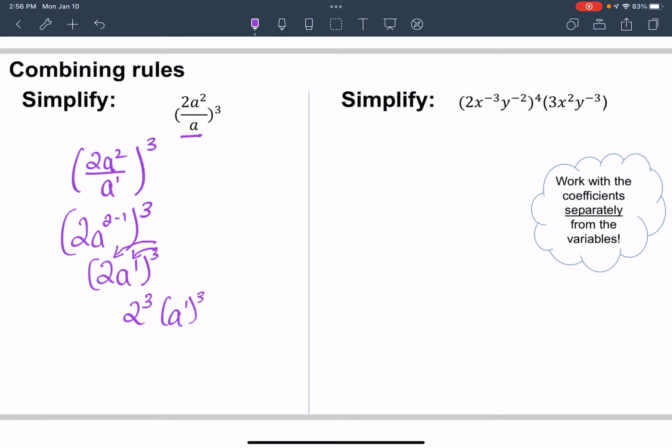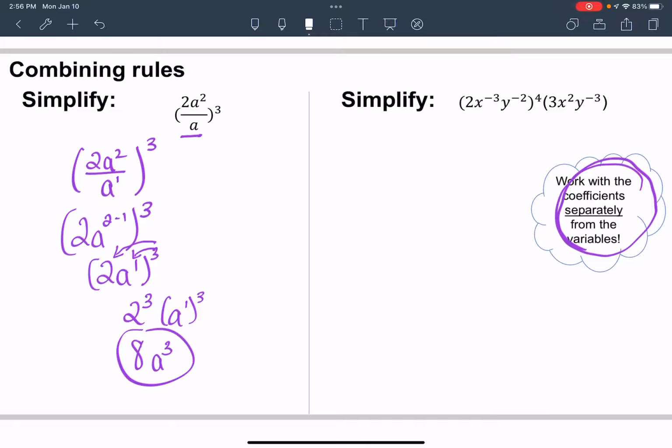So 2 to the third, you can do that on your calculator. 2 to the third is 8. A to the 1 to the third, you do 1 times 3, so that's a cubed. So remember, you always want to keep the same idea in mind. You work with the coefficients separately from the variables, no matter how many different math operations you're doing.